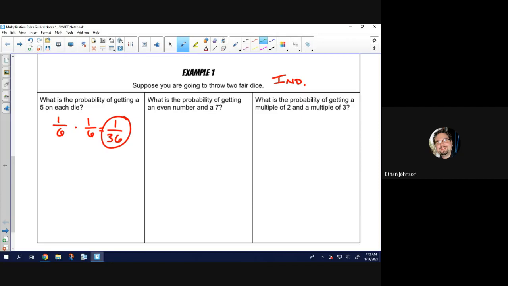Second part, what's the probability of getting an even number and a 7? Well, even number, there are, well, on a die, 2, 4, and 6. So 3 of them out of 6 are even. And, so times. Are there any 7s on a die? No. So there are 0 7s out of 6. Multiply across, we get 0 out of 36. Or if you just want to write it as 0, you can. I'll accept either.